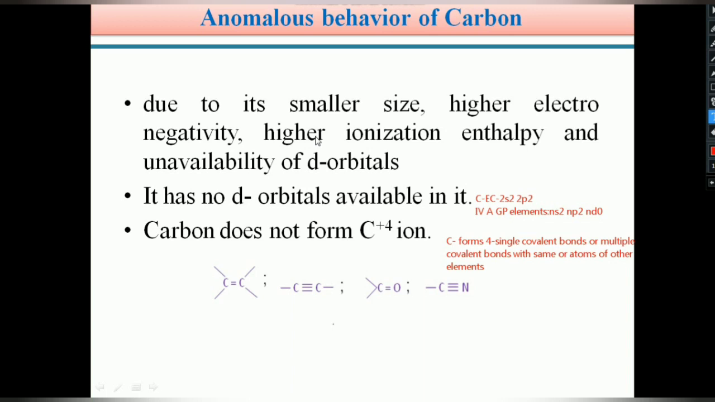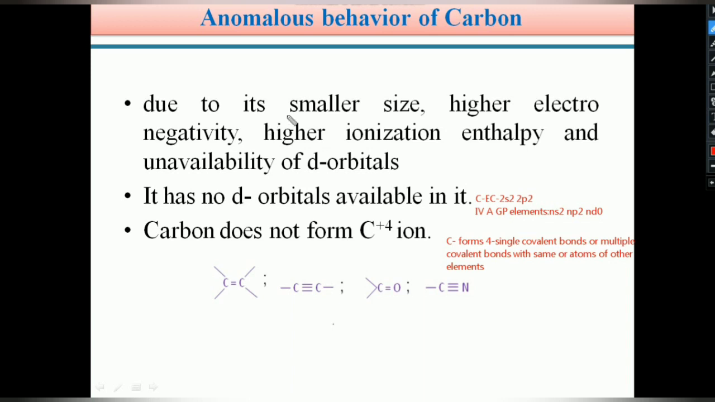Anomalous behavior of carbon. Students, carbon in fourth A group elements shows an anomalous behavior or abnormal behavior. This is because carbon is a smaller size atom, because its atomic number is 6 and it is a very small atom. Because of its small size, it has high electronegativity, because the orbitals around the nucleus are very close to the nucleus, and the nucleus has more attraction on the electrons which are present in the orbitals.